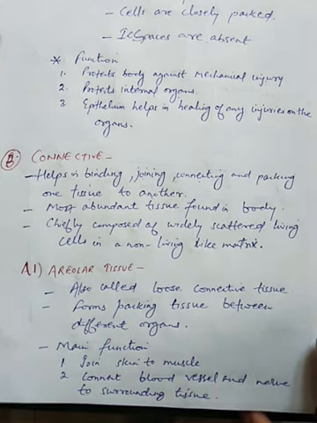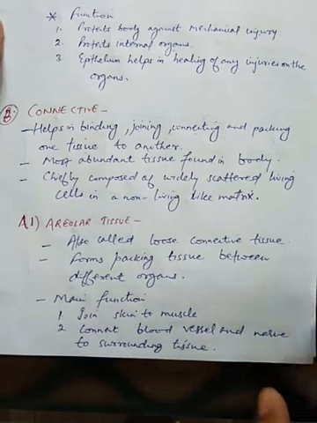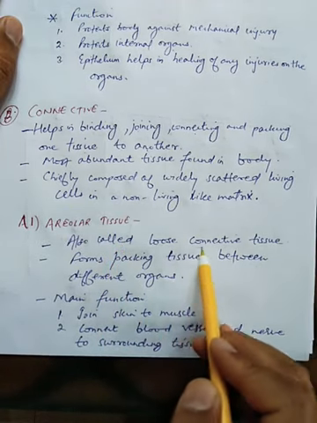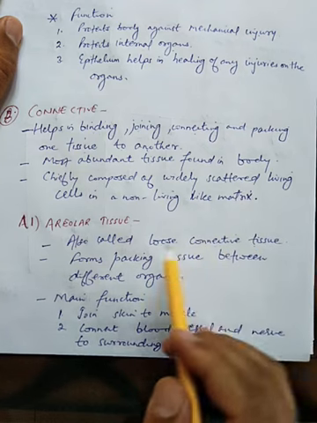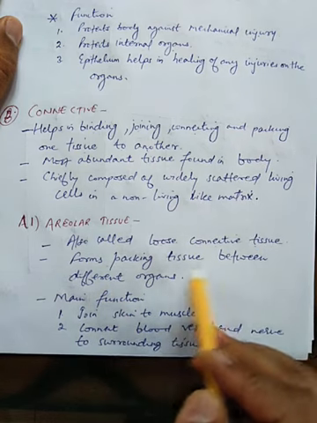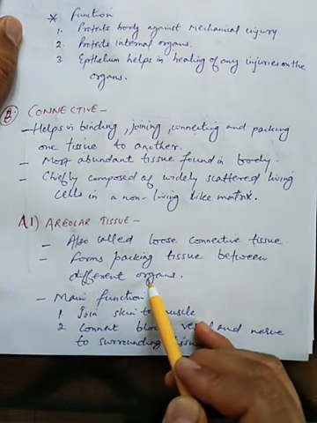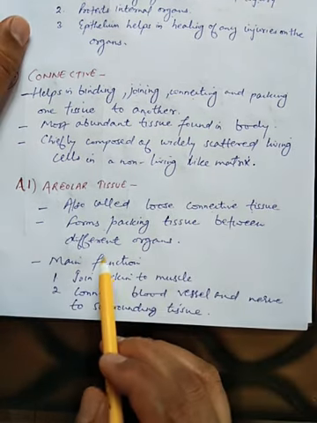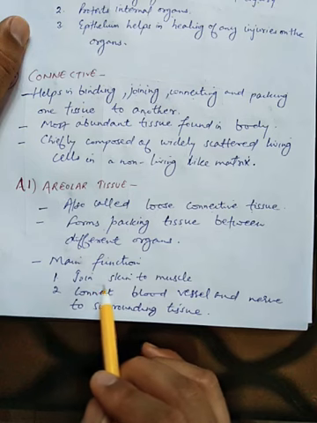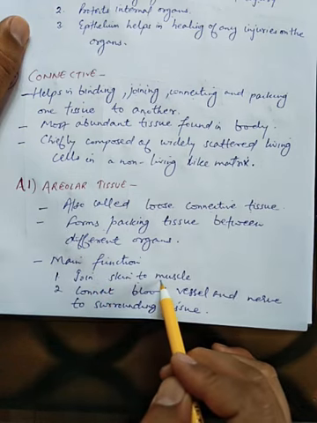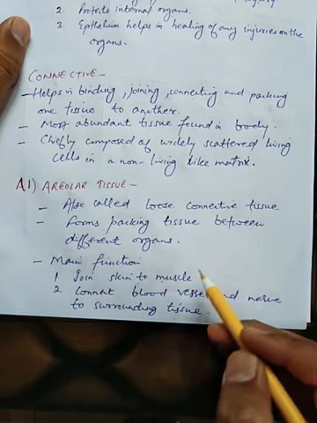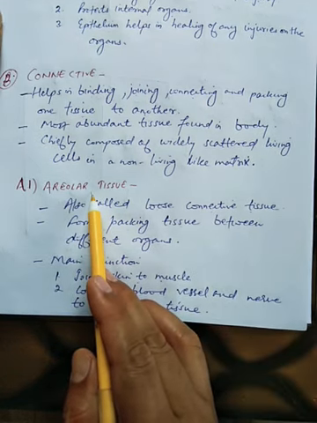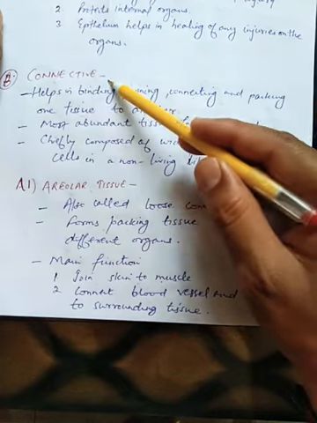Now see, first type of this connective tissue is areolar tissue. This areolar tissue is also called loose connective tissue. It forms packing tissue between different organs. Main function of areolar tissue is it joins skin to muscles. Now see, our skin is joined to muscles with the help of this areolar tissue, and this areolar tissue is a type of connective tissue.